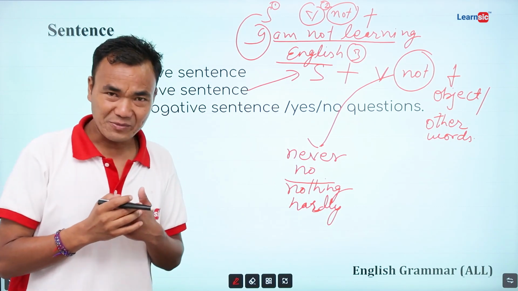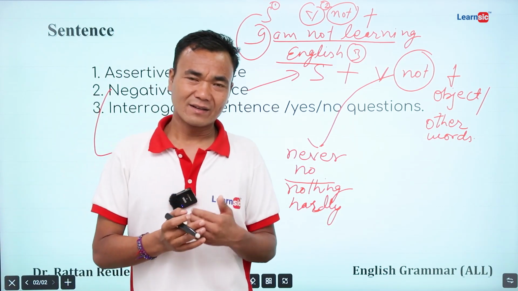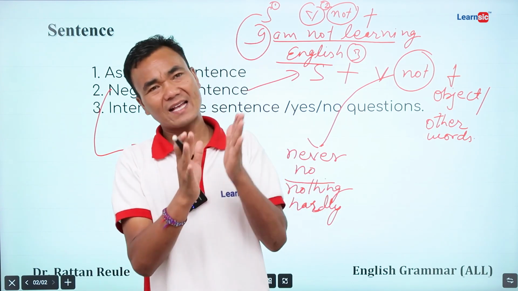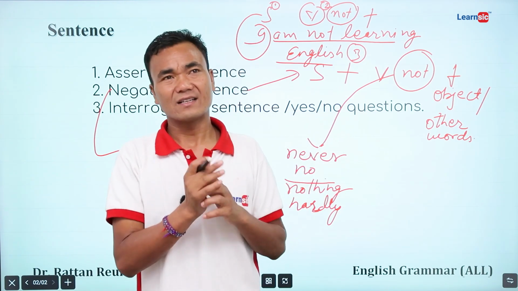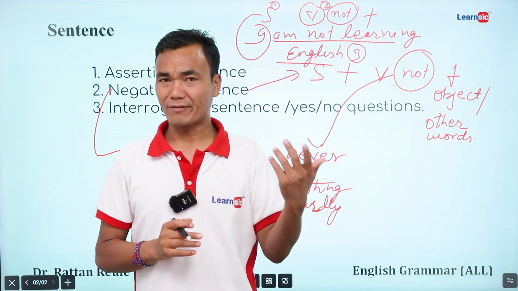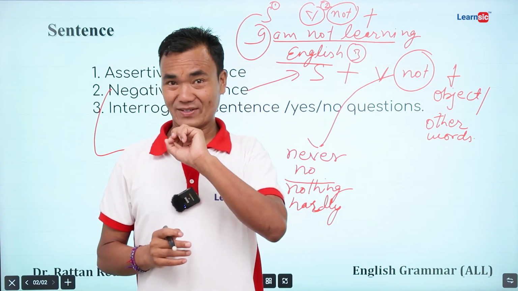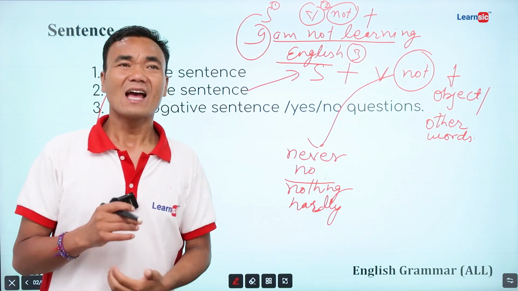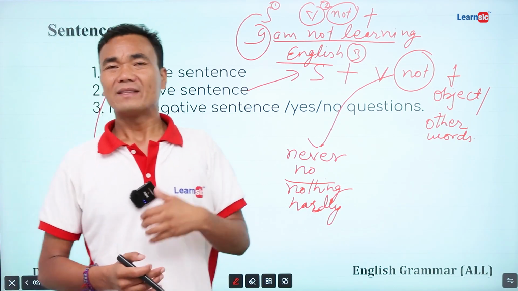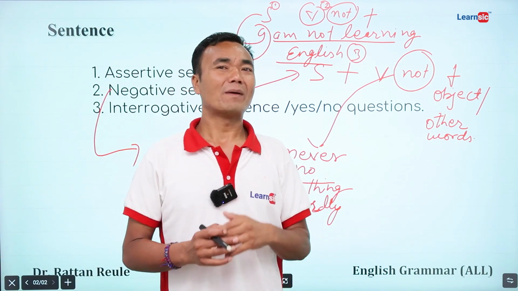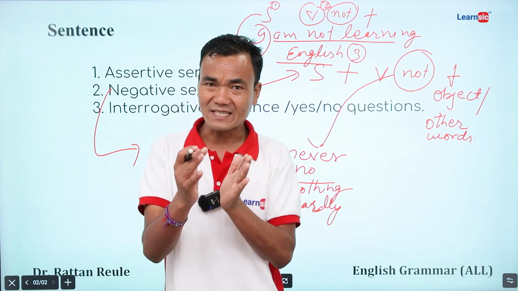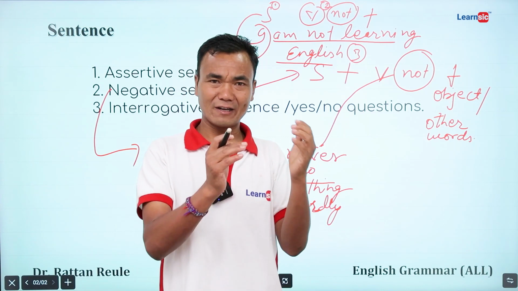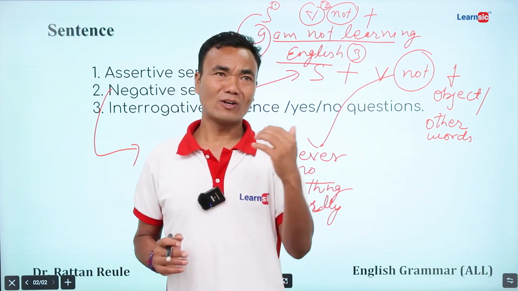I'm damn sure that the function of a negative sentence is the same as an assertive sentence. It also provides us information, but in a negative sense, right? For example, I'm not learning English. In an assertive sentence, we are saying that I'm learning English. In a negative sentence, by using "not", we are giving a negative sense, and we are also providing a bundle of information, detail and knowledge.